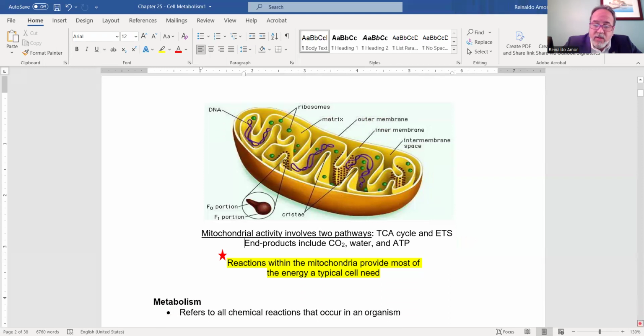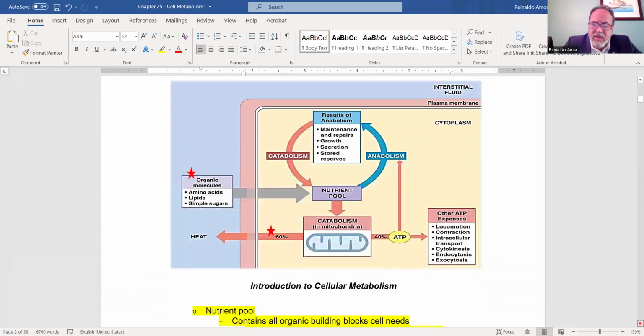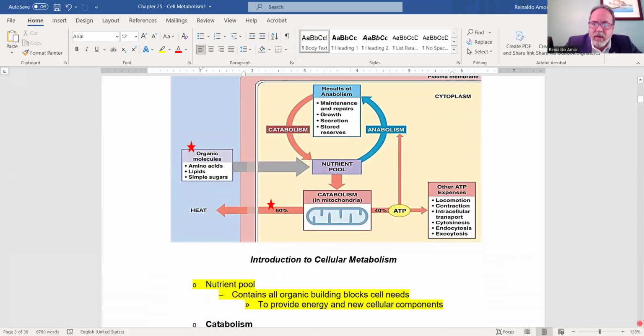Let's move on because we need to move quickly through here. My presentation is going to be a highlight of this material, so you don't feel overwhelmed. This topic is all biochemistry. You see that organic molecules like amino acids, which are the building blocks of proteins, lipids, and simple sugars like glucose can be used to make ATP. Notice that when a cell makes ATP in the mitochondrion, most of the energy is lost as heat. How much? 60%. 40% will be ATP, and it's going to be used for all these processes that I mentioned.